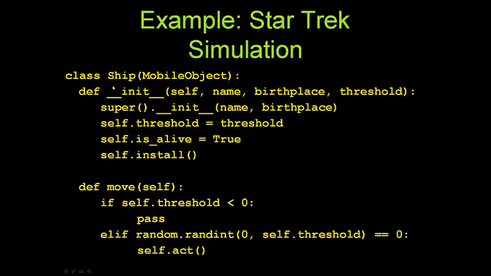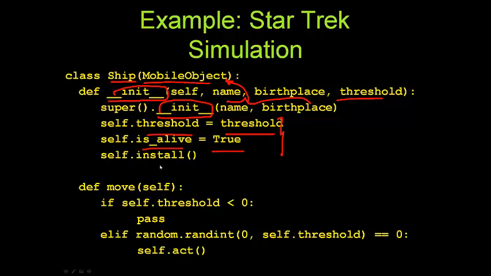Now let's look at another example. You have ship, a mobile object. So ship inherits from mobile object, and here in the init method, you call the init method of the mobile object, passing in both the name and the birthplace. And here you set other variables. The threshold you set to threshold, as a new input. It's alive, set to true, and install yourself. Okay, moving, how do you move?